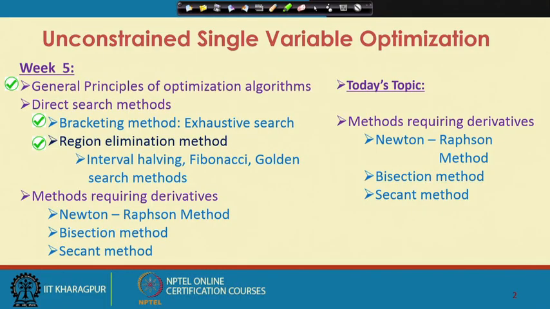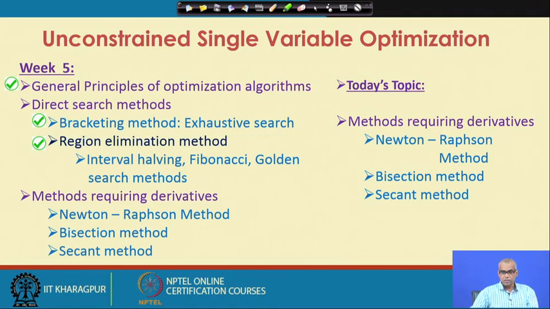So, today we will discuss three methods which use information on the derivative of the functions. There are methods which use only first derivative information. There are methods which use both first derivative and second derivative information. So, let us look at the agenda today. We will talk about the Newton-Raphson method, bisection method and secant method.